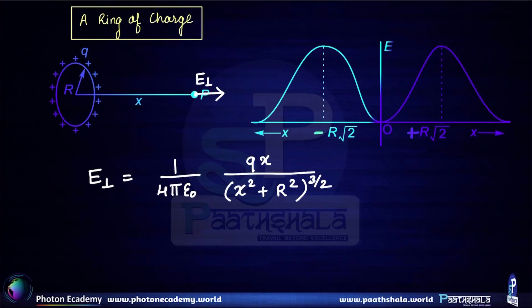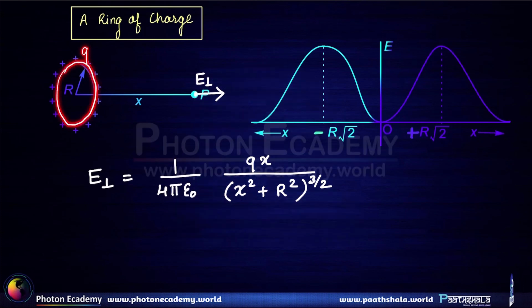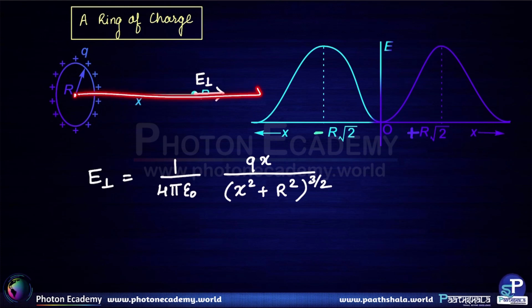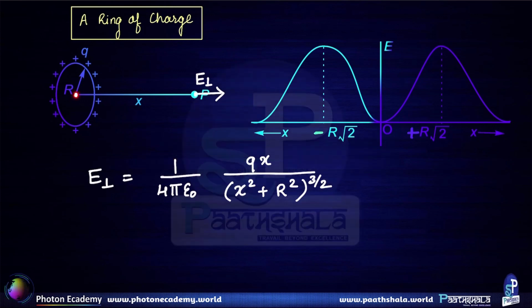Let us have a look at the electric field because of various charge configurations. So here we have a ring of charge. This particular ring of charge has a charge Q uniformly distributed on it. So this is the ring on which the charge Q is uniformly distributed. Now this ring has an axis, and this axis is a line that is perpendicular to the plane of the ring and passes through the center of the ring.